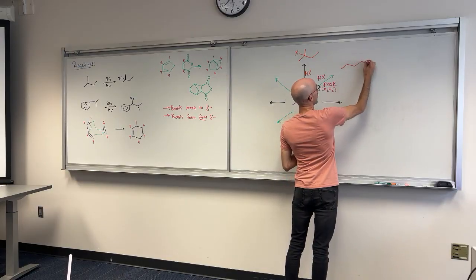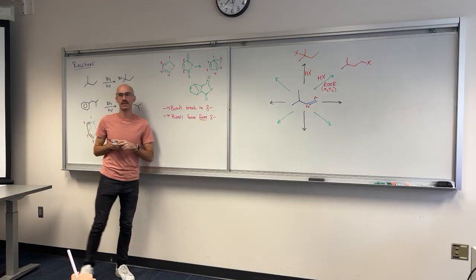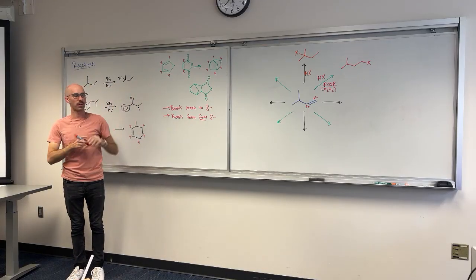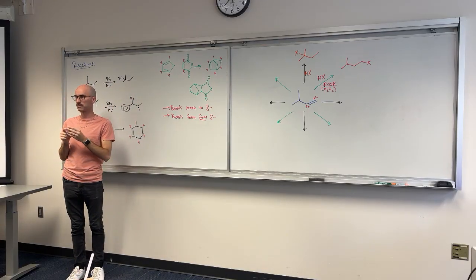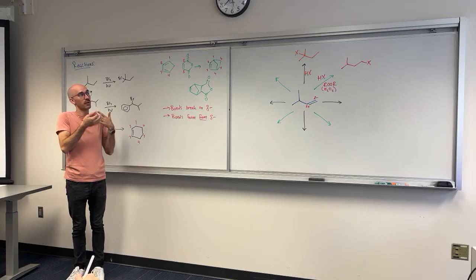Here, we get a less substituted addition. This would be something like 1-bromo-3-methylbutane. And it's the result of the radical intermediate that exists there.